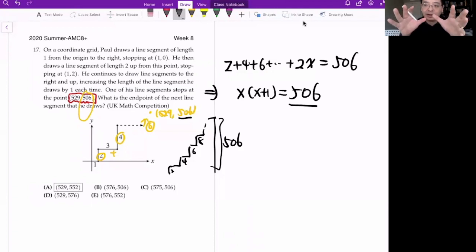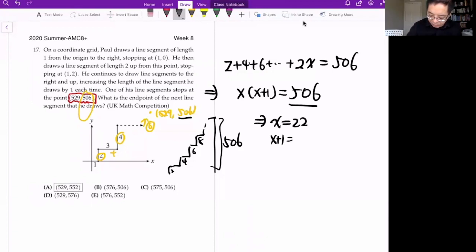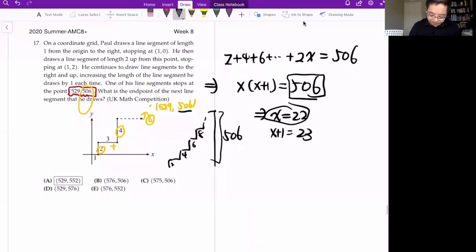Also, because the leading digit is 5, we know x has to be 2 digits and the leading digit has to be 2, right? So combining the two things together, we quickly get that x is 22 and x plus 1 is 23. All right, that means we need to go 22 times to go all the way to 506.